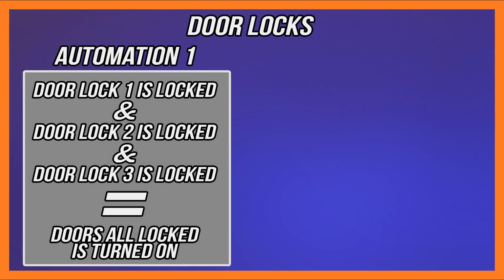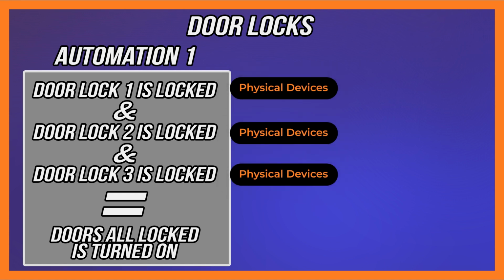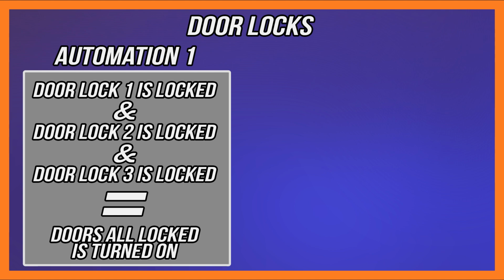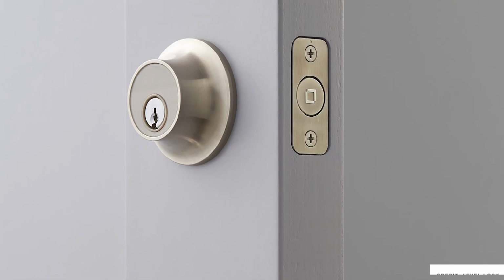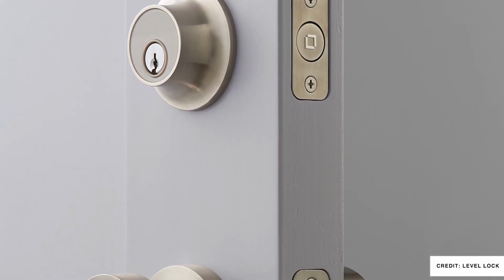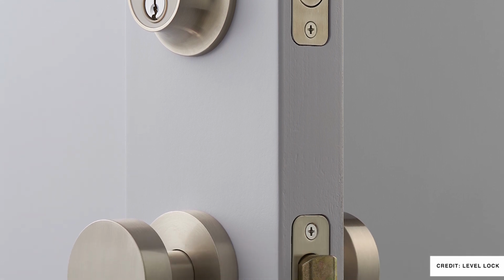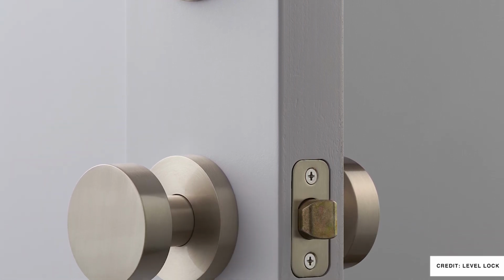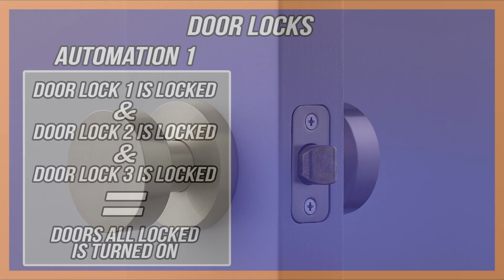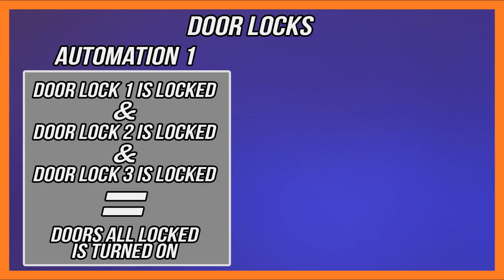Now, what I've created is Doors All Locked. That is a virtual switch, and it will be turned on. You can see in this automation, which is checking all of my different door locks, and it's checking if they're locked. Now, you might also have a condition with each of your door locks that says something like it's closed. So you might want to check if door lock 1 is closed and door lock 1 is locked. And so you might have that complication to your first automation.